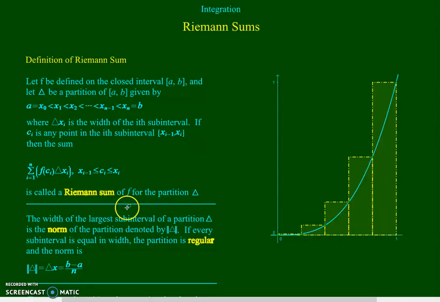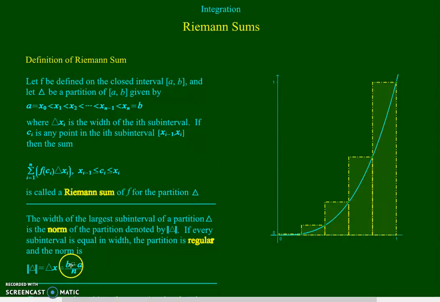Now, if we extend that one step further, the width of the largest subinterval of a partition, assuming that they're different, is called the norm of the partition, and it is denoted by these double vertical bars and the delta symbol. If every subinterval is equal in width, which is what we've been dealing with so far, the partition is regular, and the norm is given by our basic delta x, which is just b minus a over n. We've seen that several times.